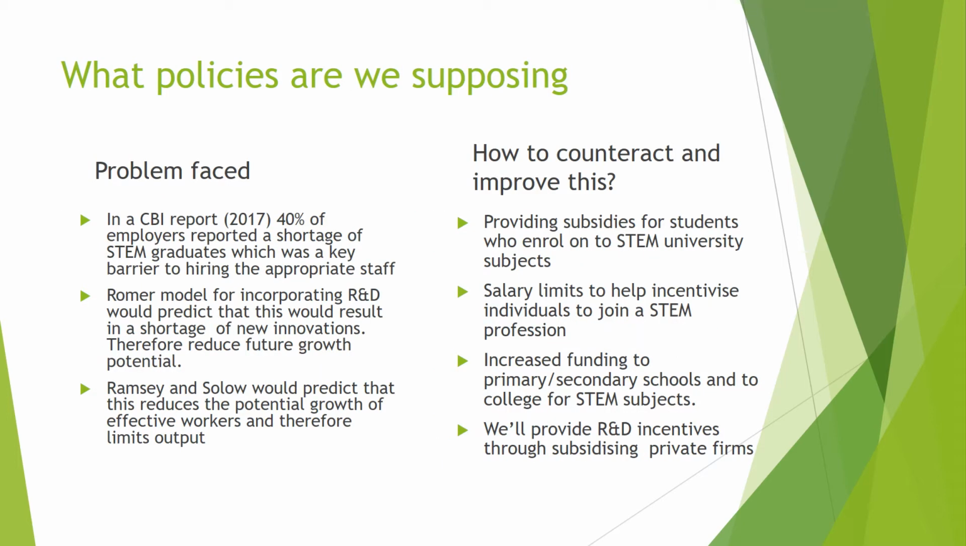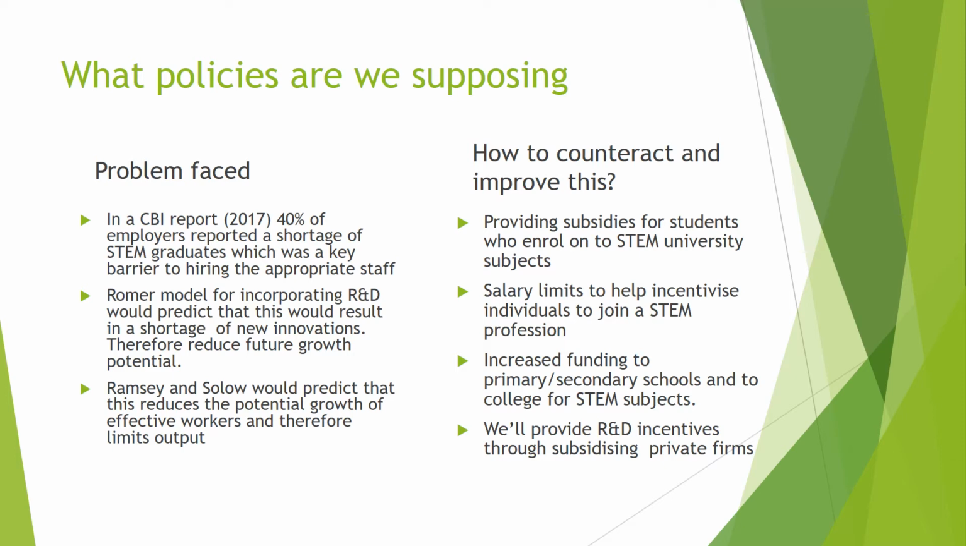Okay, so what policies are we proposing? The problem the UK is currently facing is that in the CBI report, 40% of employers reported a shortage of STEM graduates, which is a key barrier to hiring the appropriate staff. The Romer model for incorporating R&D would predict that this would result in a shortage of new innovations, as there is less relevantly skilled labour to produce new innovations, and these create new knowledge spillovers, which will then help create further innovations.